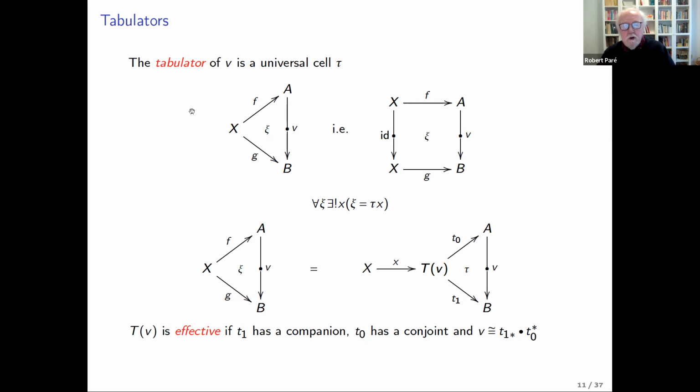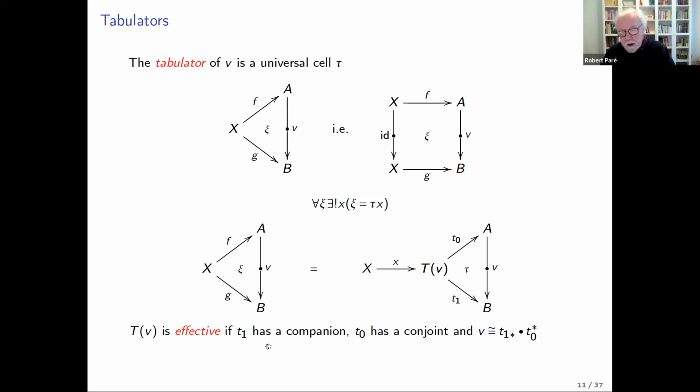A tabulator is a universal cell like this. What does a cell like this mean? You stick the identity in there and it's a cell like this. So this is the tabulator, T of V. It's universal if for every C like this, there exists a unique X mapping into it, such that when you compose X with tau, you get C again.